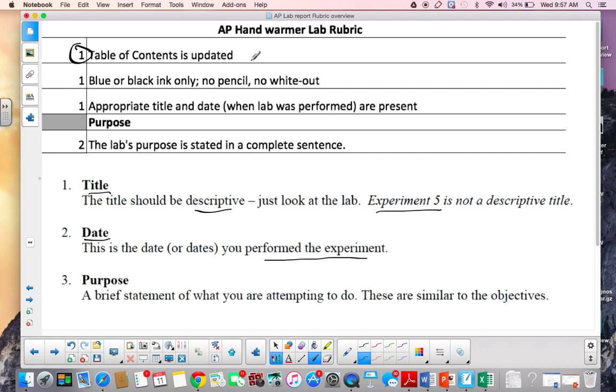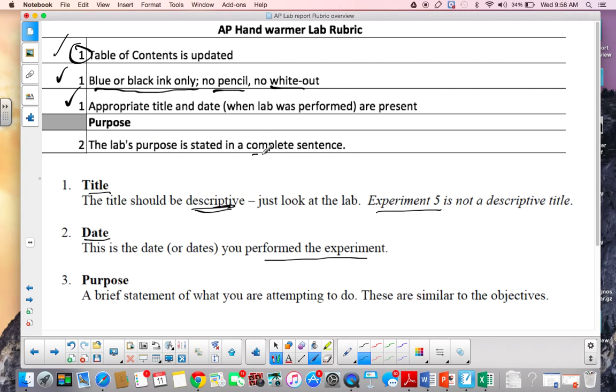Every time you do a lab, you should update the table of contents, so I check that off, you get 1 point. Because it's a lab, we can't really use pencil or whiteout, so what you want to do is only black or blue ink, same thing that they would do at a college level, you get 1 point for that. Appropriate title is descriptive, the date when the laboratory was performed, you get 1 point for that.